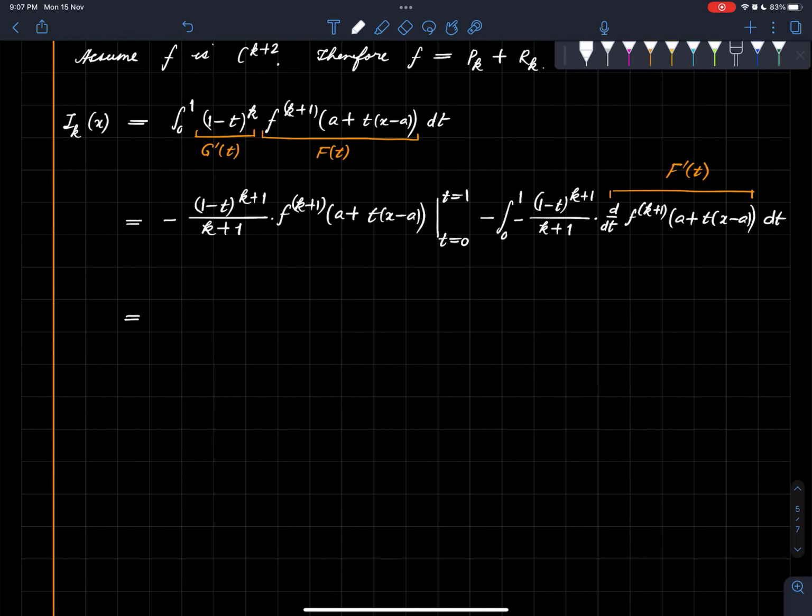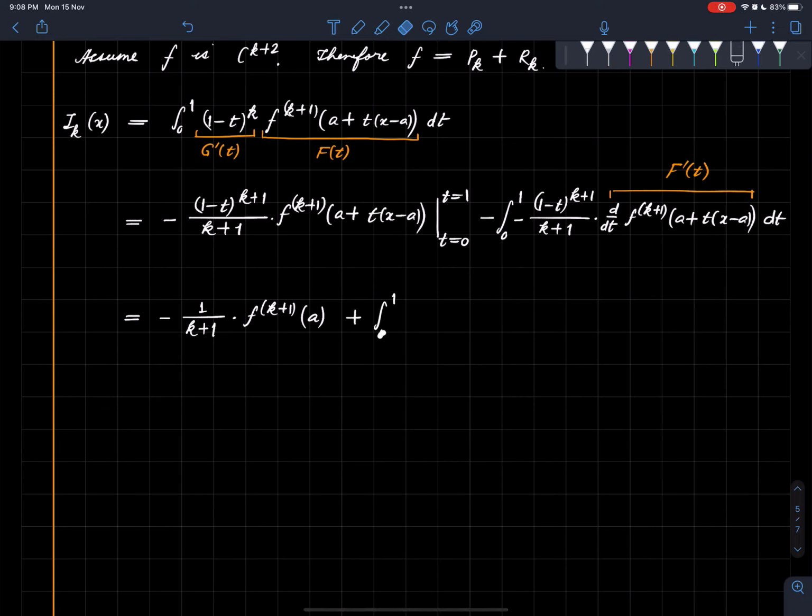What is this first term evaluating to? At t equals 1, this gets killed, so this is 0. At t equals 0, what happens? At t equals 0, we get minus 1 upon k plus 1. And here we will get the (k+1)th derivative of f at a. Fine. And this minus becomes a plus.